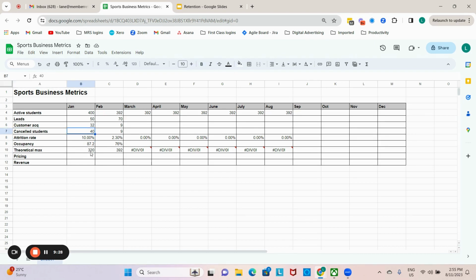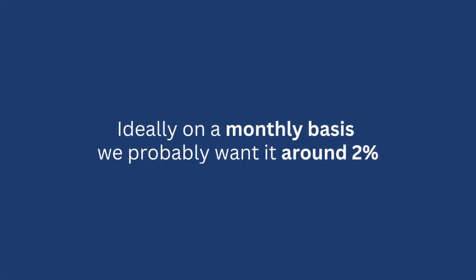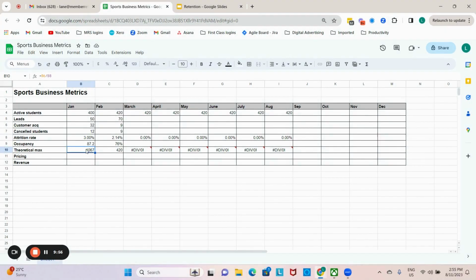So let's say we have a look at this and have a much better retention performance. Let's say for a business of say 400 students, you probably only want to lose 12 customers or something a month. So that brings our attrition rate down to 3%, which is much more respectable. Ideally, on a monthly basis, we probably want it around 2%. So for a 432 customer acquisition is probably pretty high. So let's say we'll bring that down to 18.